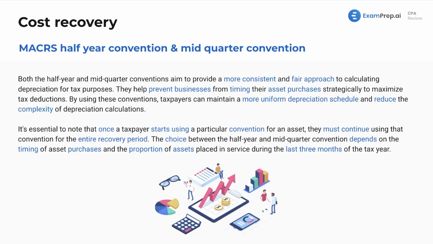Next slide, focusing more so on the second paragraph. The first one's a little bit of a repetition. It's essential to note that once a taxpayer starts using a particular convention for an asset, they must continue using that convention for the entire recovery period. It's kind of a repeat of what we saw, but again, I want to beat that point down for you. The choice between the half-year convention and the mid-quarter convention depends on the timing of asset purchases and the proportion of assets placed in service during the last 3 months of the tax year. Pointing out these, make sure you memorize them, you'll be good to go.